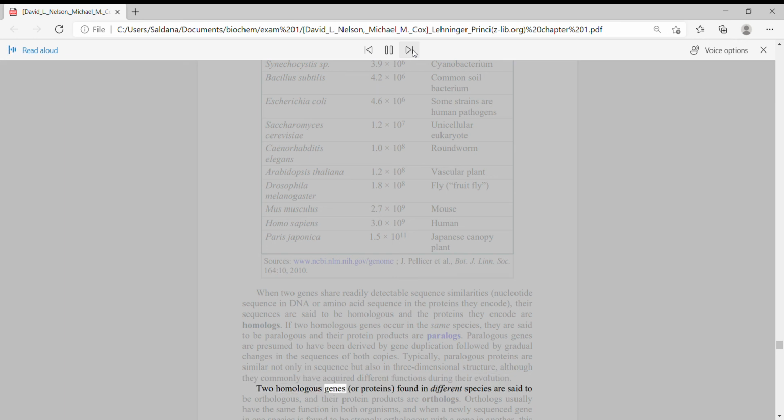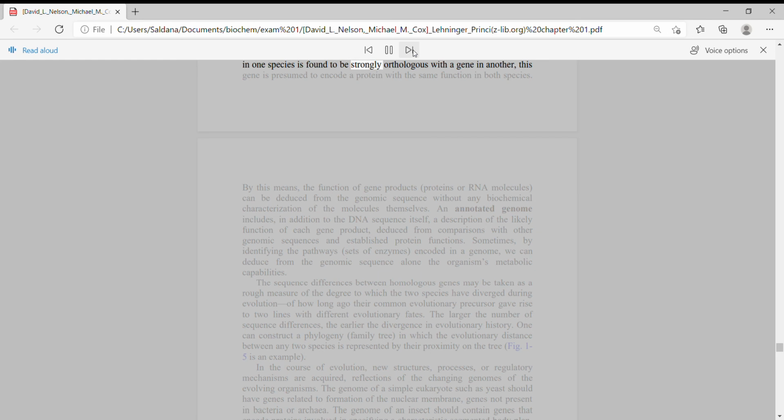Two homologous genes, or proteins, found in different species are said to be orthologous, and their protein products are orthologs. Orthologs usually have the same function in both organisms, and when a newly sequenced gene in one species is found to be strongly orthologous with a gene in another, this gene is presumed to encode a protein with the same function in both species. By this means, the function of gene products, proteins or RNA molecules, can be deduced from the genomic sequence without any biochemical characterization of the molecules themselves.